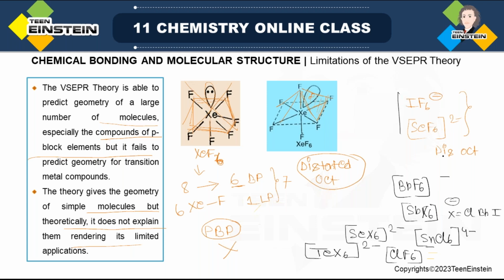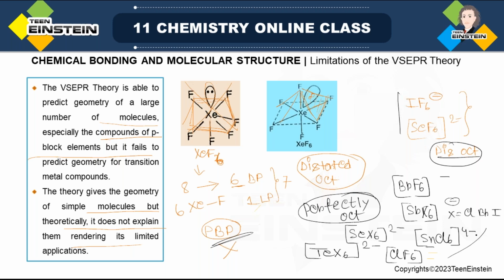For these two, I have already mentioned distorted octahedral, but all these examples drawn in black will be perfectly octahedral. But VSEPR is saying something else. So these should be distorted octahedral, though the ideal structure should be pentagonal bipyramidal. If you consider all these molecules in black color, it should not be perfectly octahedral, but the actual experimental result is perfectly octahedral. That is the limitation.